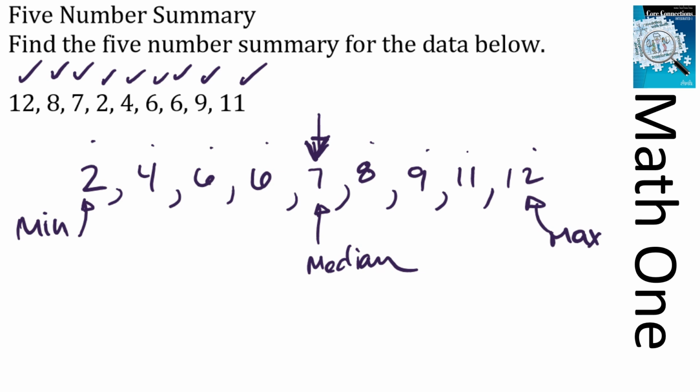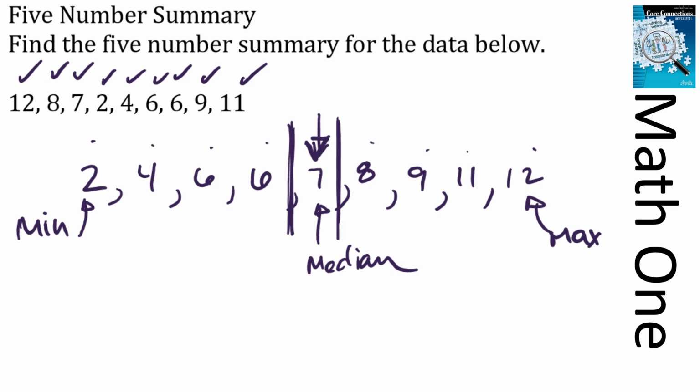Now, quartile 1 and quartile 3 are basically the median of our lower half and our upper half. Now, since this value is the median, we're not going to include that in the lower and upper half. So the lower half of our data contains the numbers 2, 4, 4, and 6.